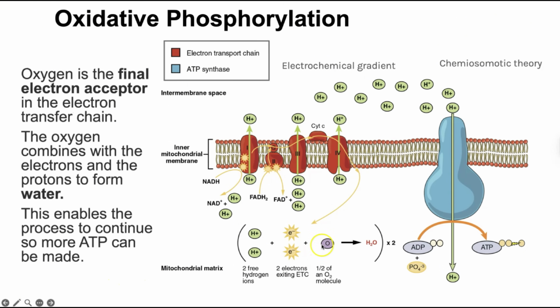Final thing then is the role of oxygen. And this is a really common key marking point. Oxygen is the final electron acceptor. What that means is oxygen will pick up the electrons at the end of the electron transfer chain. And when it picks up those electrons, it also picks up the protons, and that then forms water. And it's really important that oxygen does this, because by picking up the electrons at the end of the chain, it means the electron transfer chain can continue, so protons continue to be pumped, and therefore ATP continues to be made.